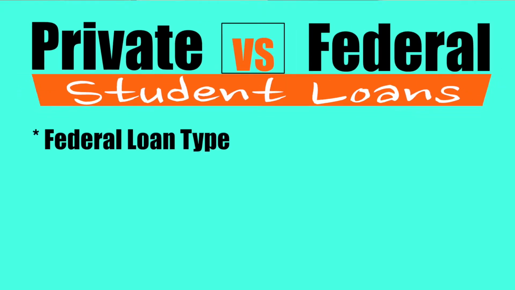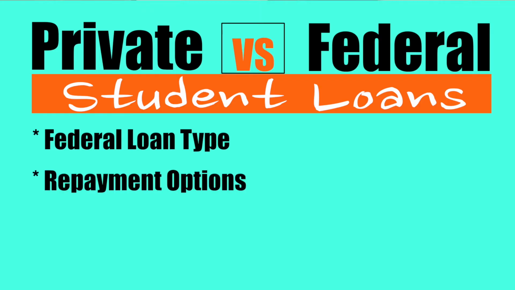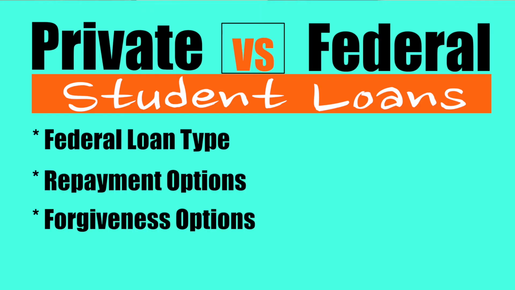So today we're going to go through a couple of the basics of student loans. Specifically, we're going to be going over private versus federal student loans, the different types of federal loans, how to get those loans, and then going about repaying those loans, as well as some of the forgiveness options that are out there.